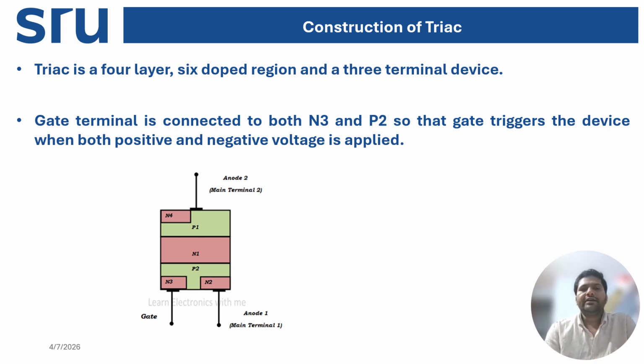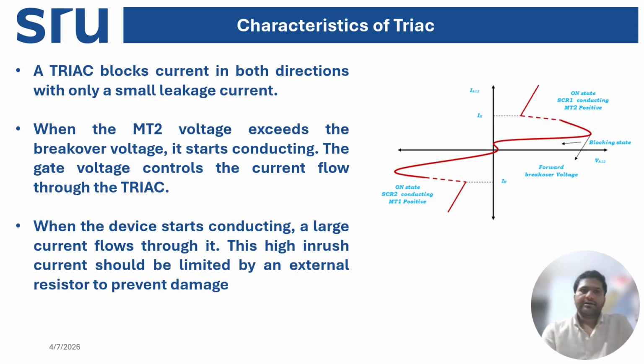So their key design feature, the TRIAC construction is designed to provide bidirectional conduction, gate control switching, compact replacement of 2 SCR. So what is the IV characteristics of the TRIAC? Which explain its behavior under different voltage conditions.